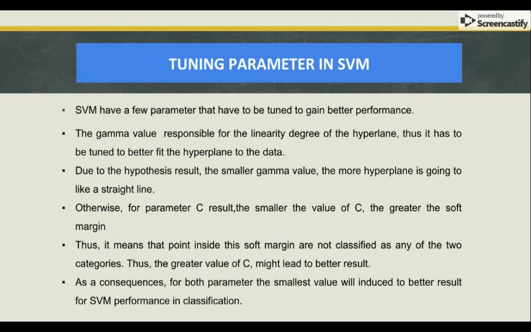Due to the hypothesis result, the smaller the gamma value, the more the hyperplane is going to look like a straight line. Otherwise, for parameter C, the smaller the value of C, the greater the margin. Thus, it means that points inside this margin are not classified as any of the two categories. Thus, a greater value of C might lead to a better result. As a consequence, for both parameters, a small value will induce better SVM performance in classification.